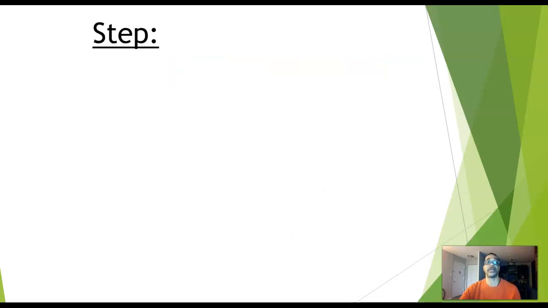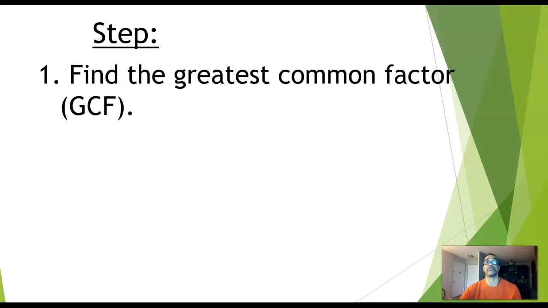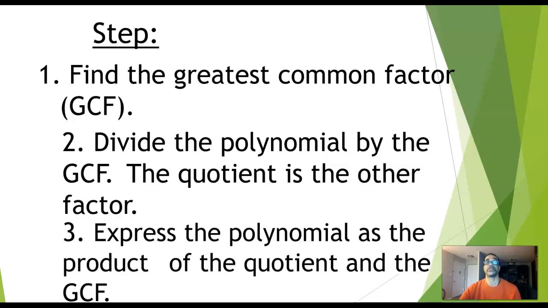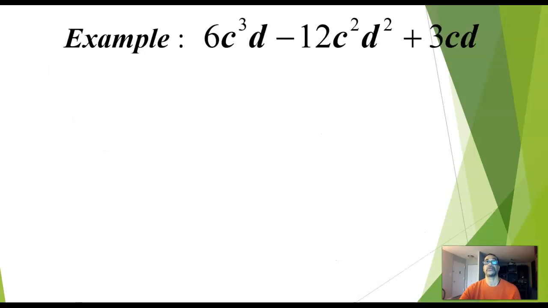So the first step is finding the GCF, the factor. Okay, the second step you're going to do after you find the GCF of all the terms in the polynomial is to write whatever's left as a quotient, right? Then we want to express it as a product, the quotient times the GCF.